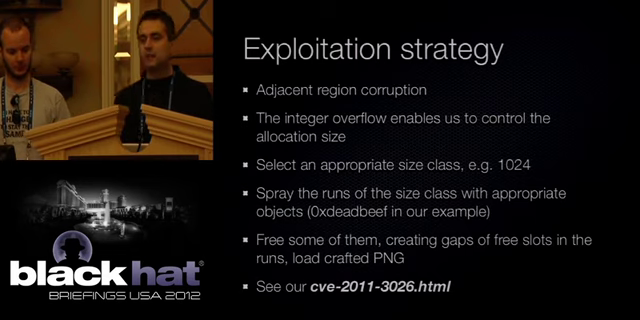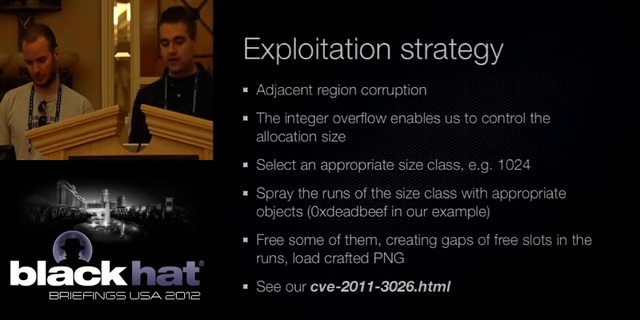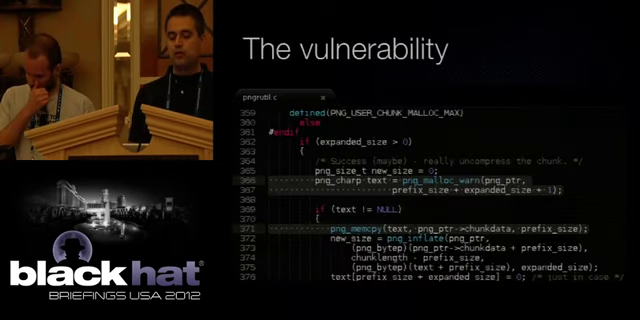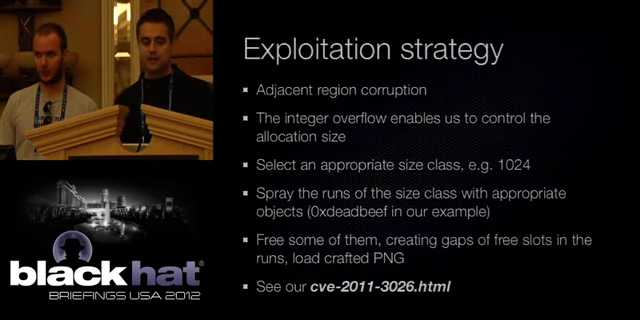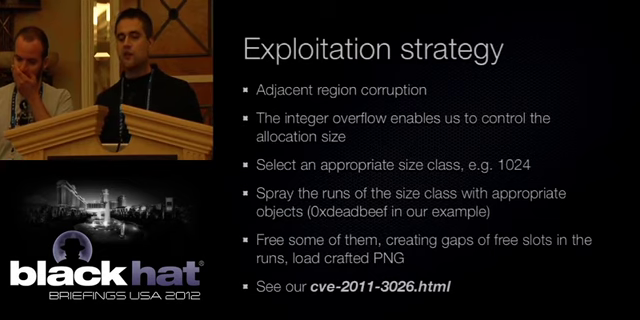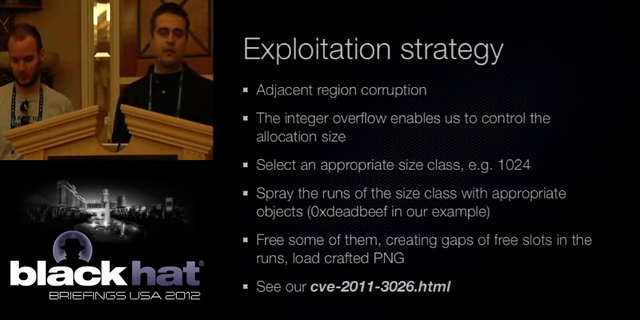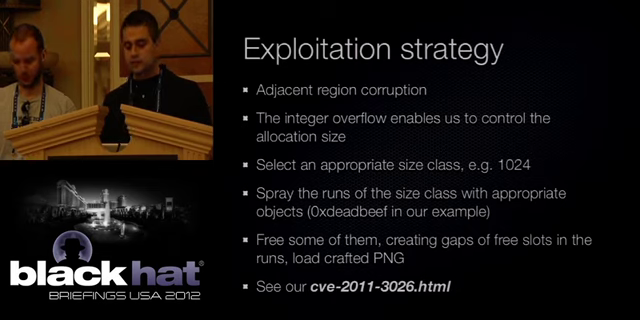So we select an appropriate size class to attack. For this example, we selected the 1024 size class. The first step is to spray the runs of this size class with an appropriate data structure that has interesting things in it, like function pointers. You can select objects from Firefox to do that. For this simple example, we just use the deadbeef string to simplify things.